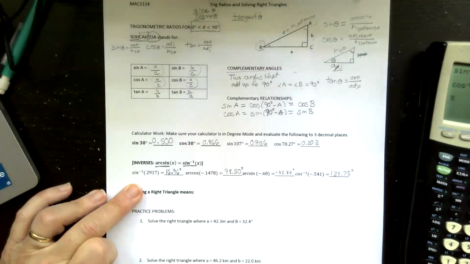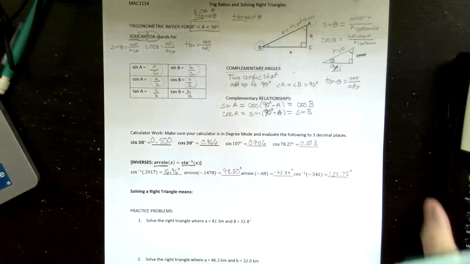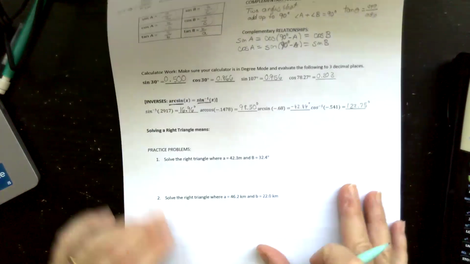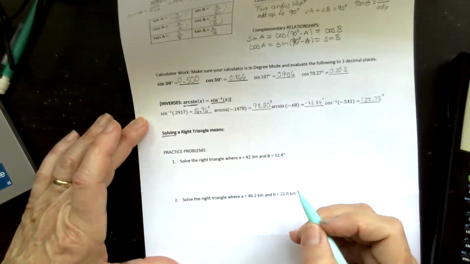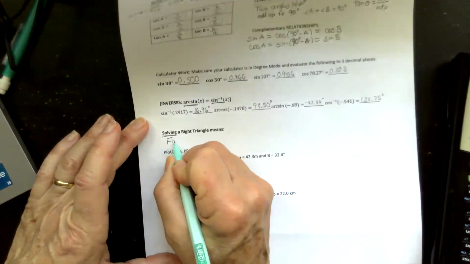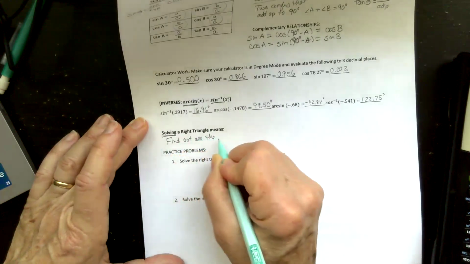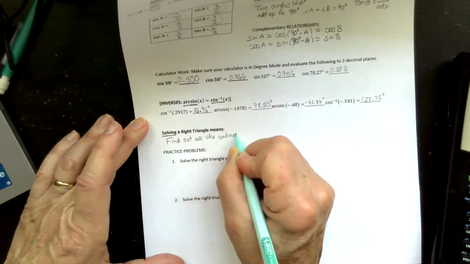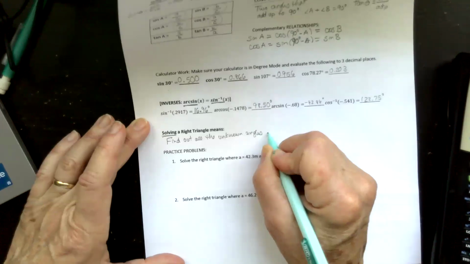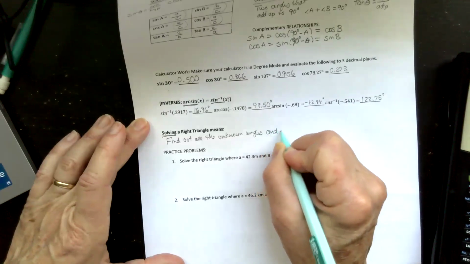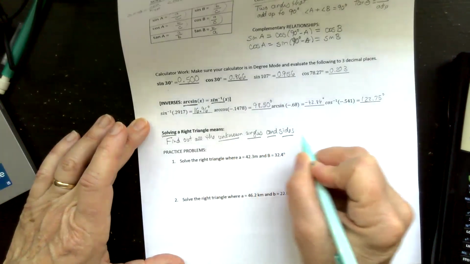All right. Now we're going to learn how to solve a right triangle. What does it mean to solve a right triangle? This means find all the unknown angles and sides. All the unknown angles and sides. That's what we have to figure out.